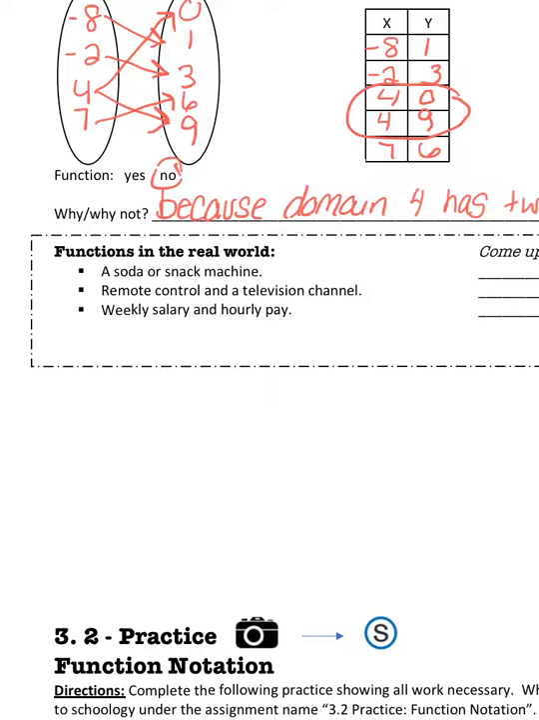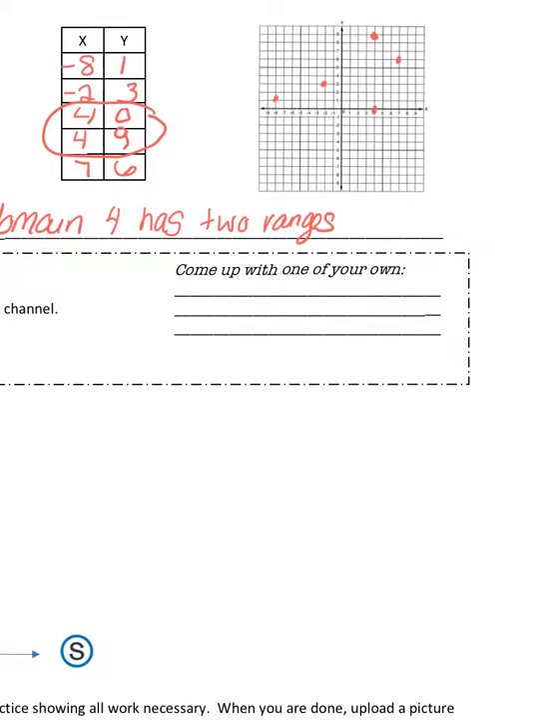And also your weekly salary or your hourly pay is consistent at a job, right? I'm not going to pay you $5 and then maybe $10. It's consistent. So come up with another real life example if you can, and then check back in to see what I come up with. So another example of a function in real life, you use this every day, is your phone, but also your calculator.